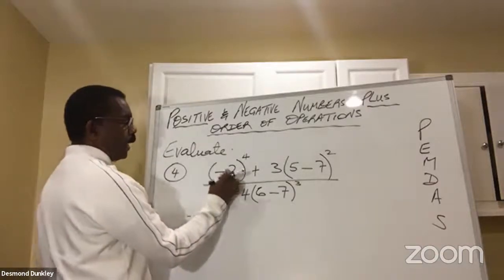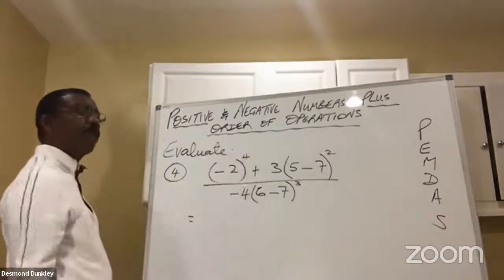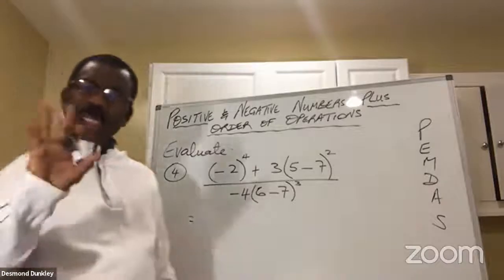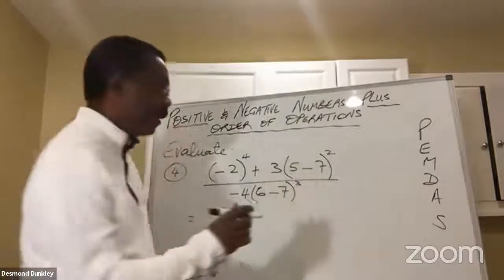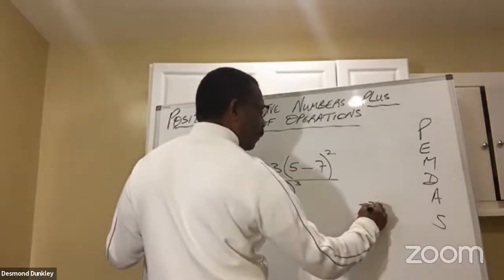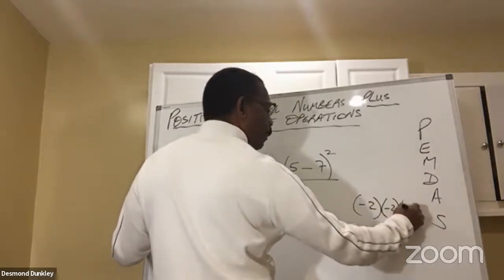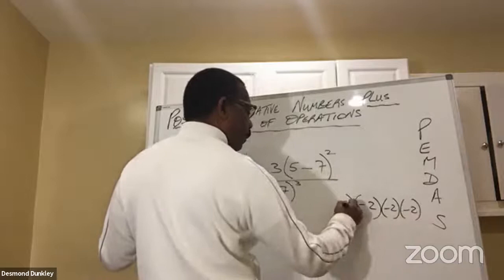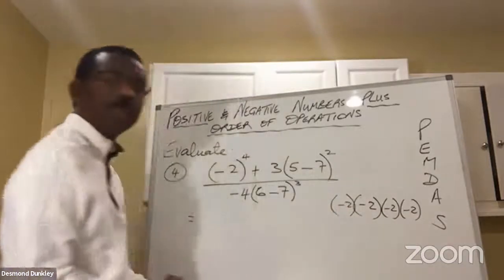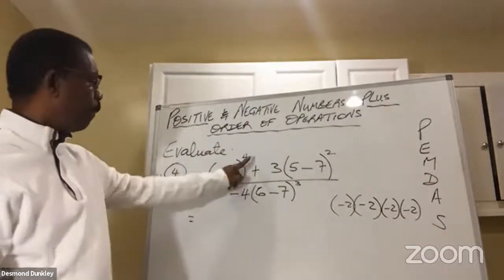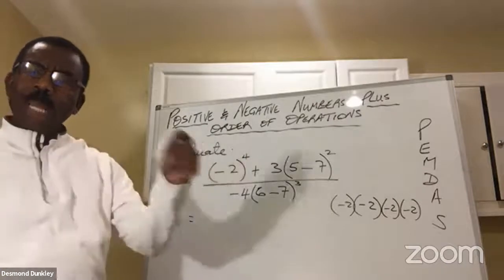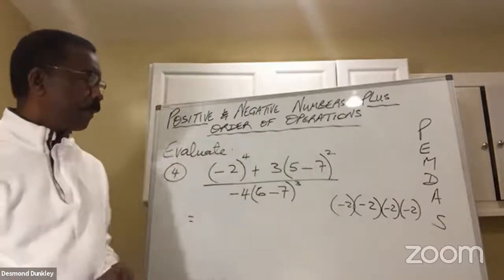Okay, so -2 to the power 4. Wow. Let's do a sidebar. Let's work it out to the side. So it's -2 times -2 times -2 times -2. So it's -2 times itself 4 times. That's what the power 4 means. You're multiplying it by itself 4 times.